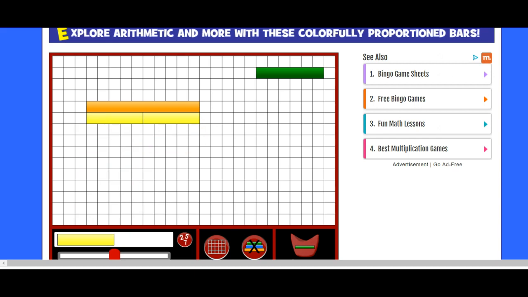So now I can say that if 1 orange bar is a whole, then a yellow bar goes into it twice. So each yellow bar is 1 out of 2 parts there, or 1/2. So I can represent 1/2 like that.